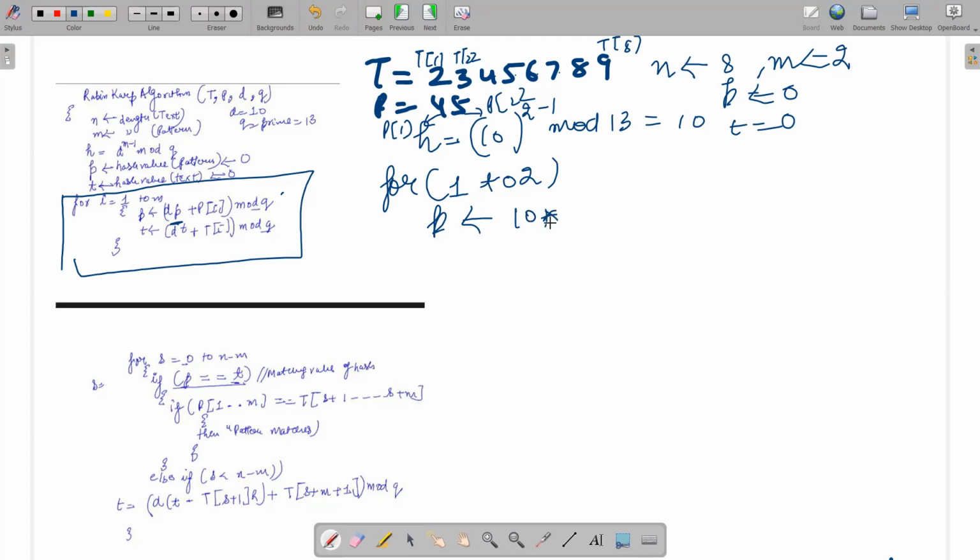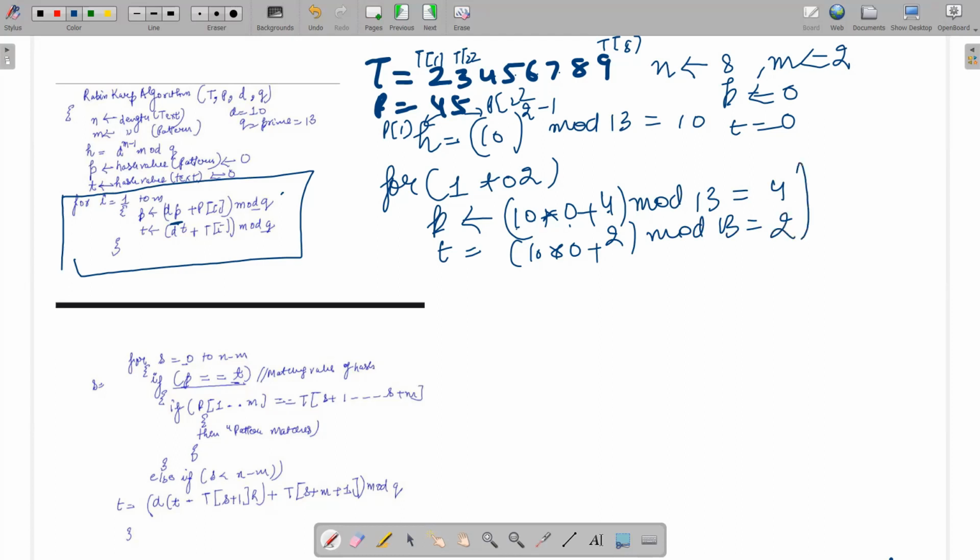Multiplied with the initial P value, which is taken as 0, right? Plus P of i. What is the value of P of i? Initially P of 1 is 4 mod 13. So I'm taking 10 multiplied by 0 is 0, 4 mod 13 is 4, and the T value we have taken is 10 multiplied with 0 plus T of i. T of 1 is 2 mod 13. If I calculate it, it is 2. So this is iteration number 1.